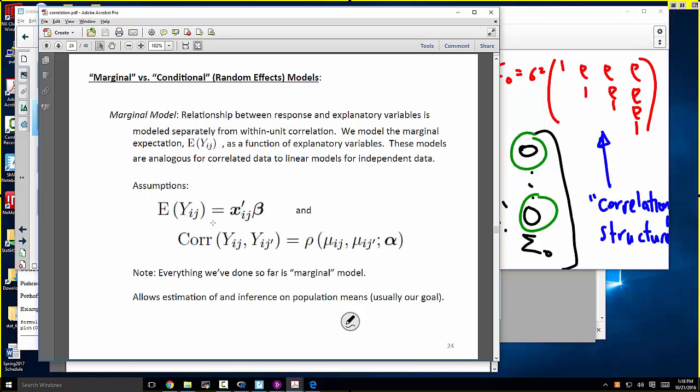Whereas GEE, a marginal model, the previous slide, slide 24, is a direct model of the mean. A marginal model, not conditioning on any random quantities. The mean of Y is a linear model.